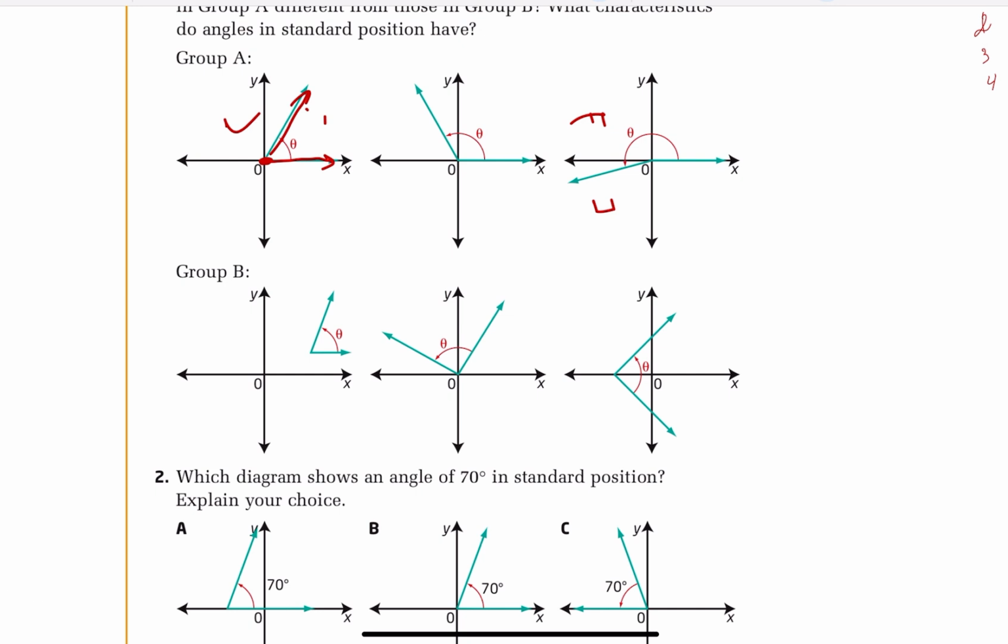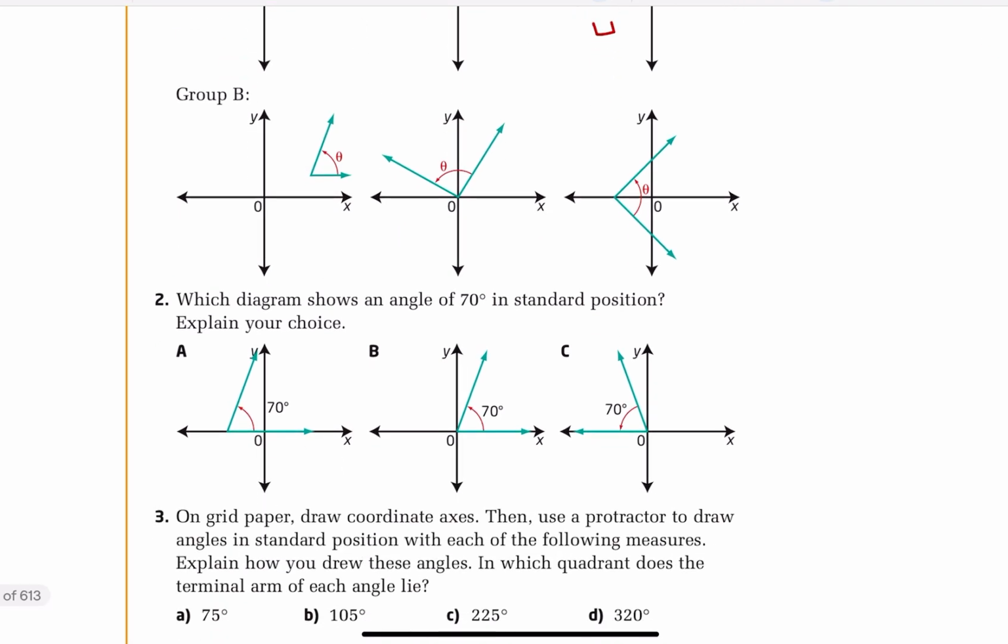However, if you look at these ones, the starting point is not at the origin, so we cannot consider it. Also this one, the starting arm is not on the x-axis, so you wouldn't consider it as a standard position. Same thing with this one, the starting point is out of the origin, and the arm is not on the x-axis, so it is not considered a standard position. This is not a standard position, this is a standard position, this is not a standard position.